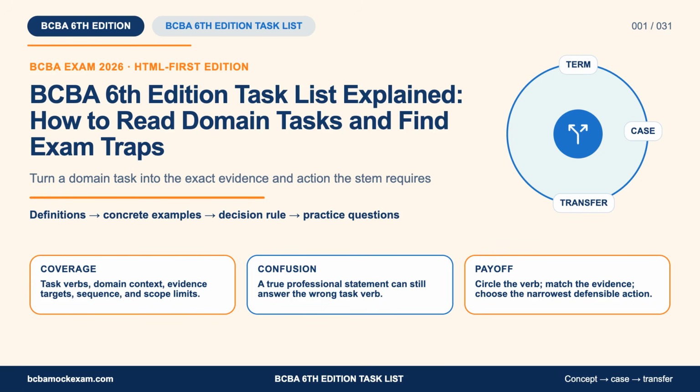Welcome to our lesson on the BCBA 6th edition task list. This is original BCBA exam practice, not official BACB exam content. We will first learn how to read a task as an action, evidence target, and boundary, then work through 8 scenario questions. The point is not to memorize domain letters. It is to recognize the exact job of verb requests and avoid options that answer a different job.